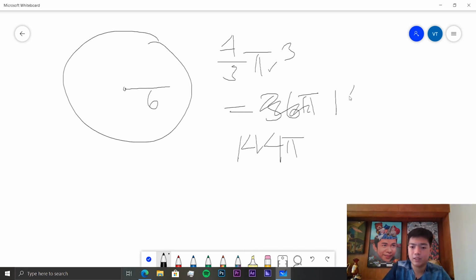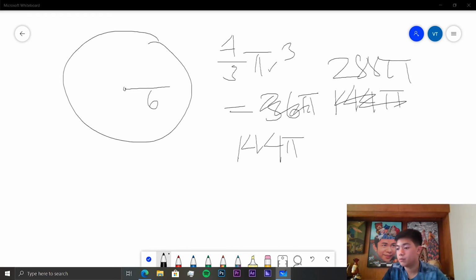This should be around 100, this should be 144 as well, actually. This would be 4 times 6 squared times 2. Oh, 288 pi. Oops. Yeah. So 288 pi and 144 pi.